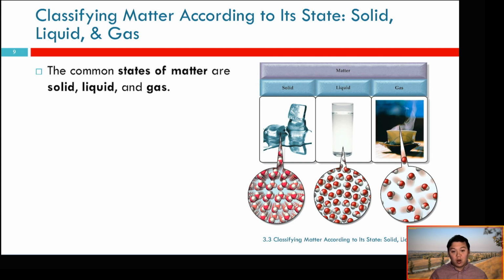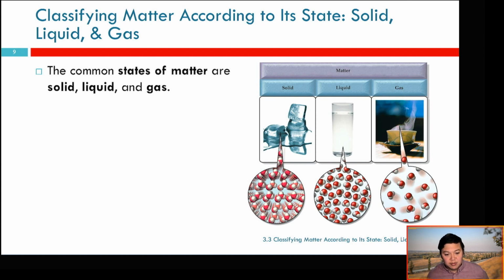So we can freeze water to make ice cubes, which are solids. Liquid water is liquid, and when we heat water up, it becomes a gas, right? When we boil, if you're going to make pasta, you've got to boil your water. Well, that boiling is actually the liquid water turning into a gas.